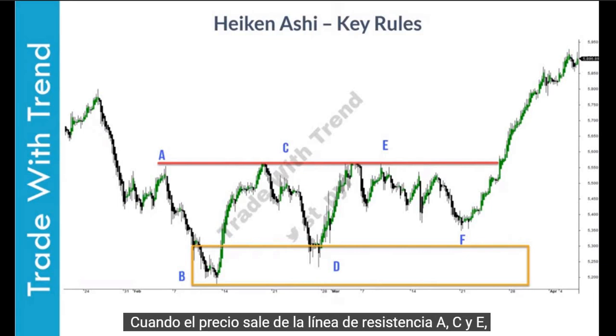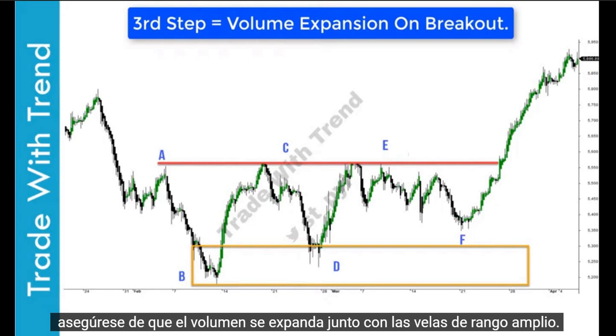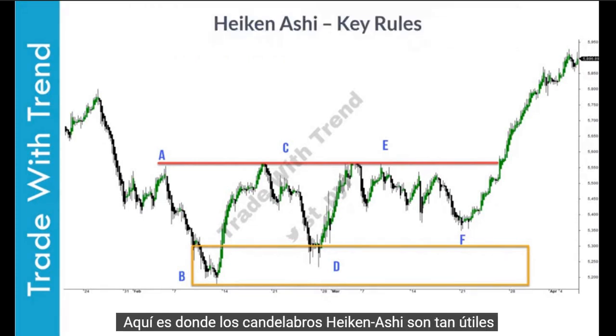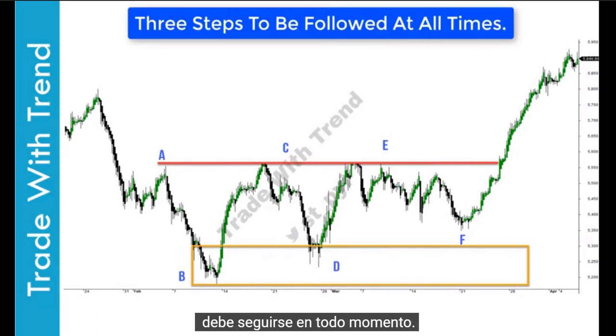When price breaks out of the A, C and E resistance line, make sure volumes expand along with wide range candles. This is where Heiken Ashi candlesticks are so useful as trending structure is easily identifiable. These 3 guidelines that I've shown here should be followed at all times.